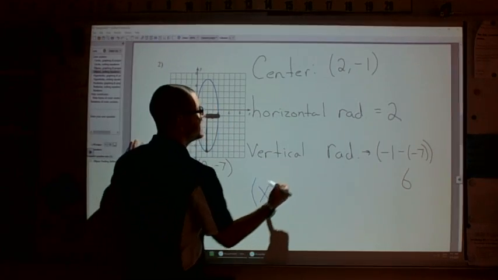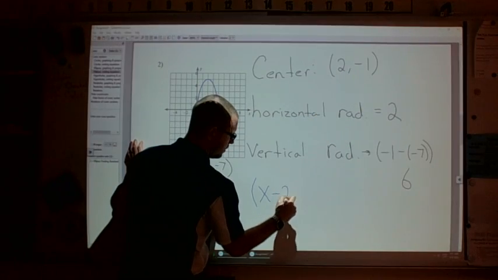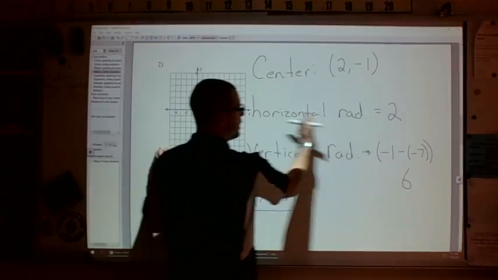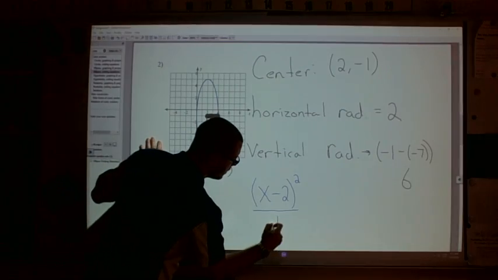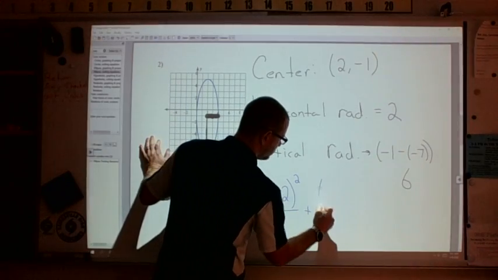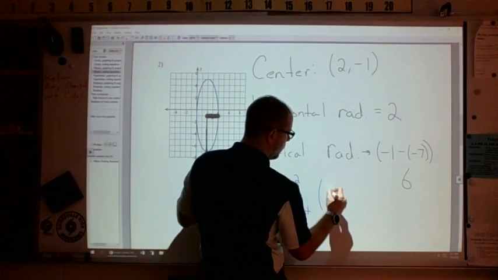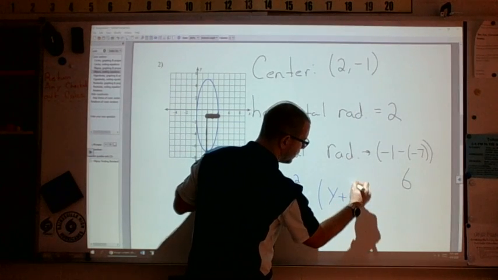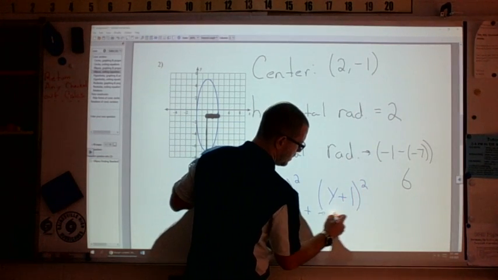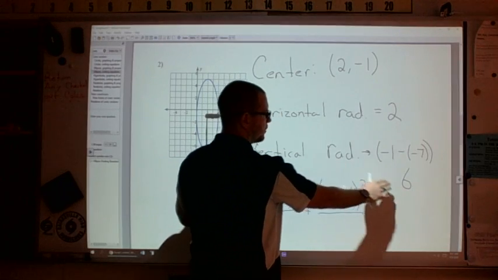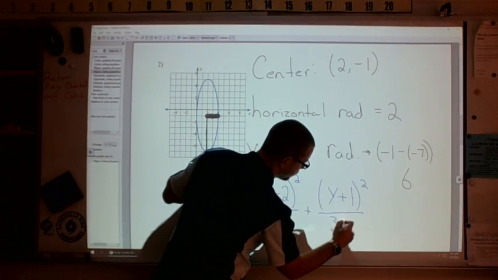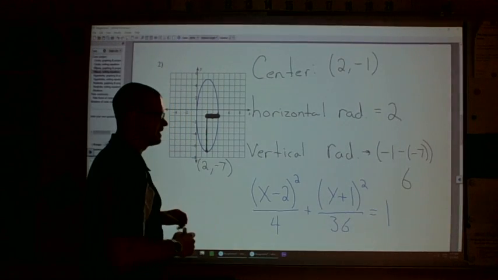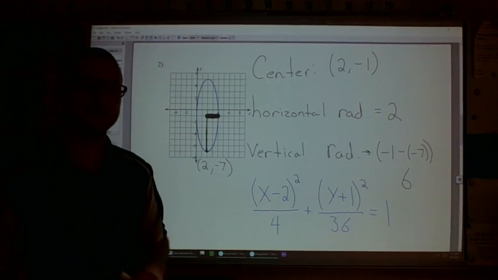x minus h, 2, squared over the horizontal radius squared, so that's 4, plus y minus k squared, it's a -1, so I know minus a -1 becomes +1 squared, over the vertical radius squared, which we found to be 6. 6 squared is 36, equal to 1, would be my standard form equation of that ellipse.